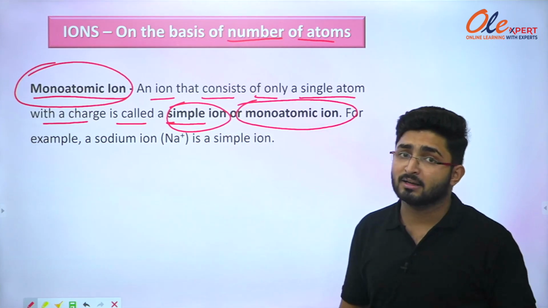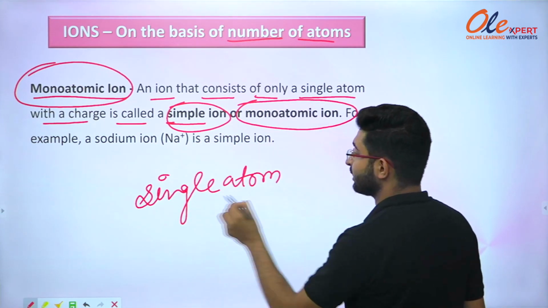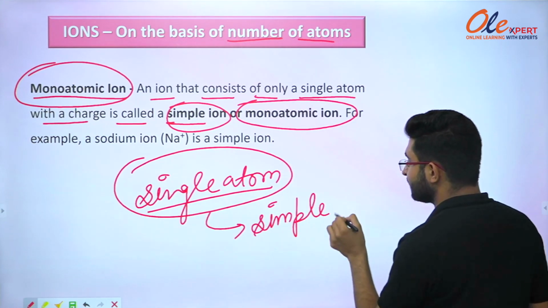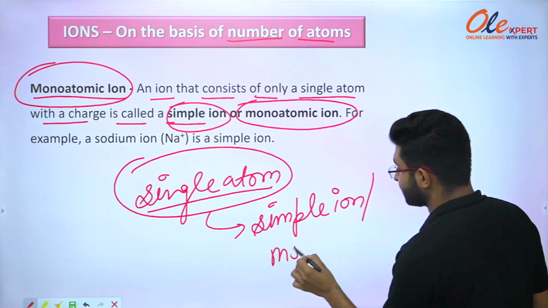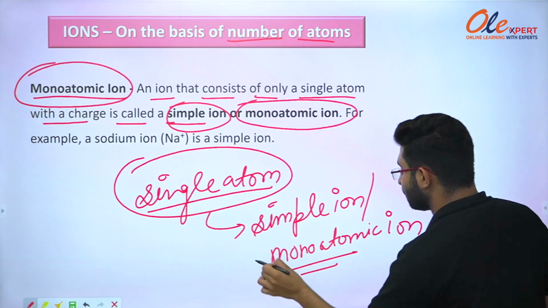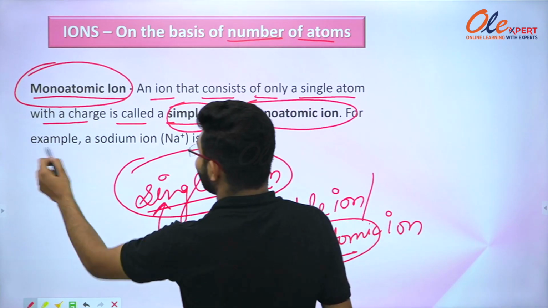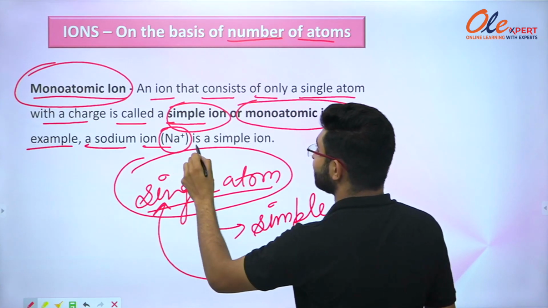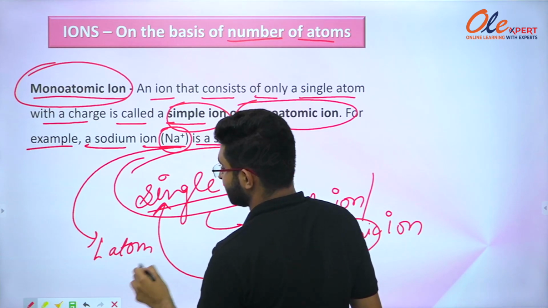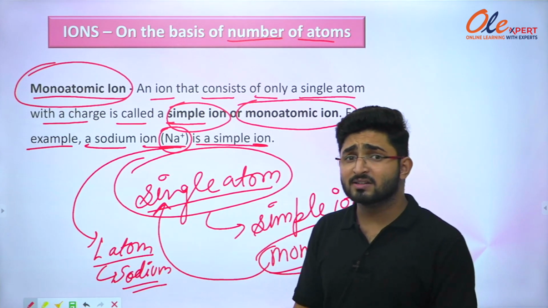So whenever any ion contains only a single atom, then we call that ion a simple ion or monoatomic ion. What does the word monoatomic mean here? Monoatomic means single. For example, the sodium ion, Na+, is a simple ion, because in this ion there is only one atom, that of sodium.